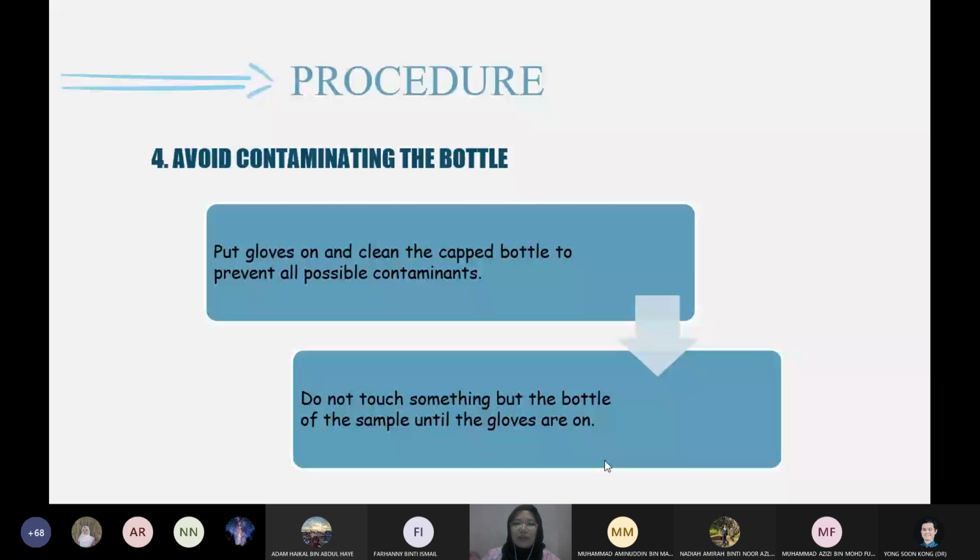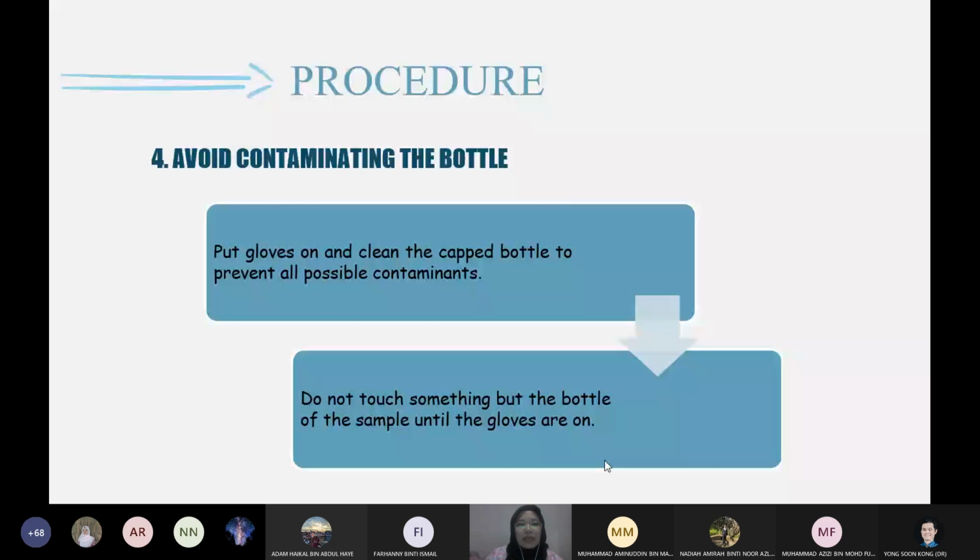To avoid contaminating bottle, put on gloves and clean the cap bottle to prevent all possible contaminants. This is because fingers may carry chemicals like nitrates, insect repellent, sunscreen, and tobacco smoke, which may interfere with the samples. It is crucial to make sure that none of the samplers touch sample bottle with no gloves. Next slide.